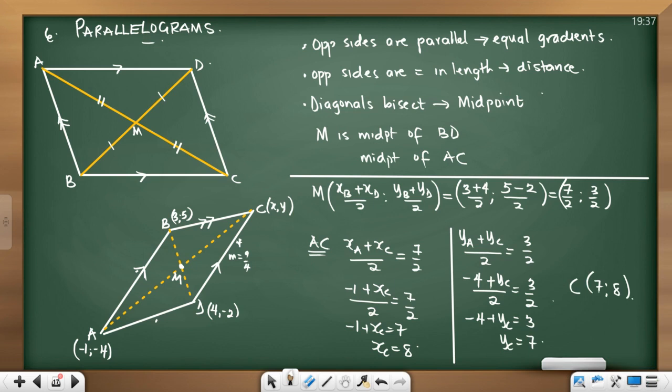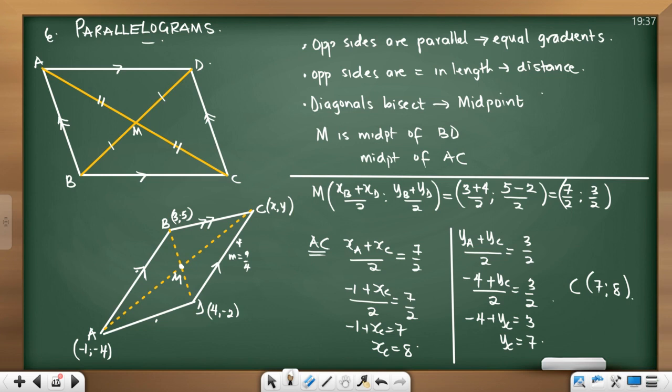Wow. That same question. We did it with transition, we did it with gradients, with equation of a line. Now we're dealing with midpoint, properties of a parallelogram. Okay, so please understand the properties of a parallelogram.